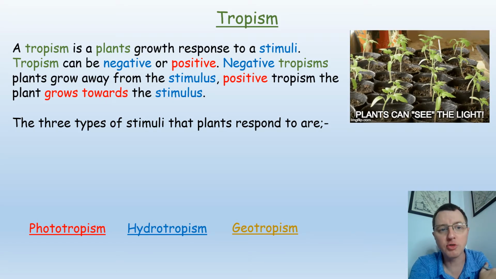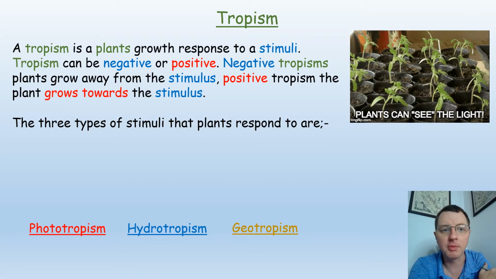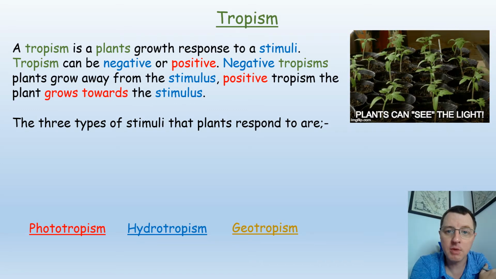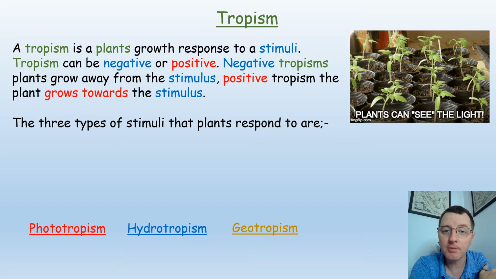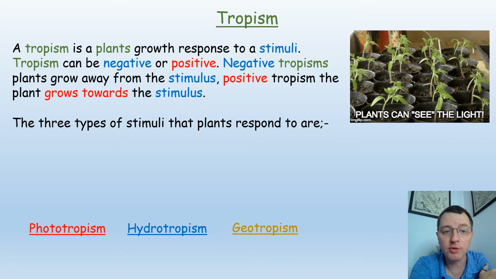So what is a tropism? Well, a tropism is a plant's growth response to a stimuli. Tropisms can be negative or positive. In a negative tropism, a plant will grow away from a stimulus. And in a positive tropism, the plant will grow towards the stimulus.